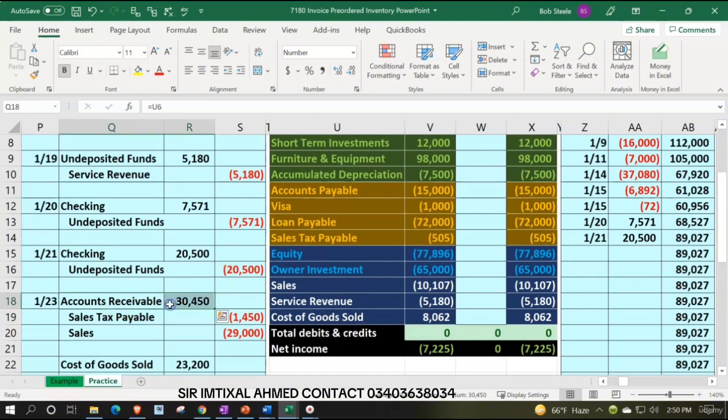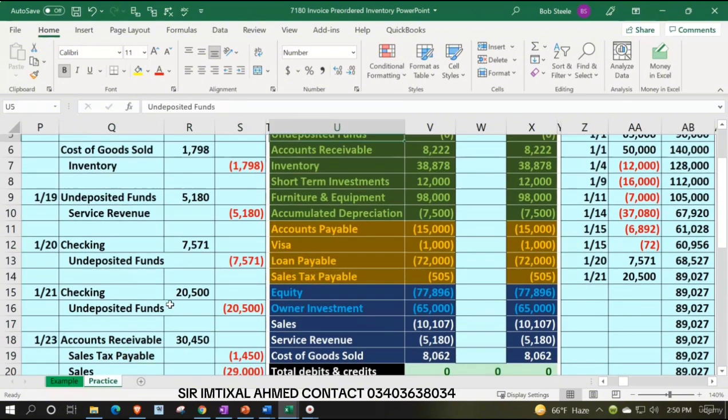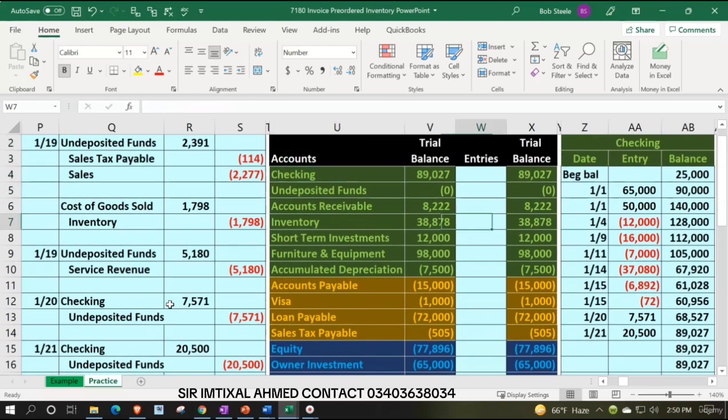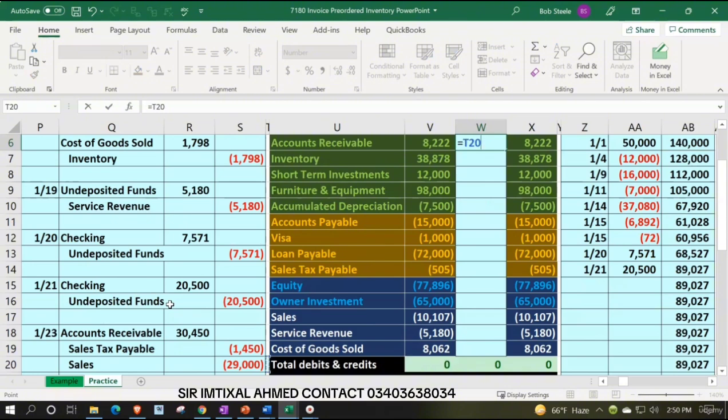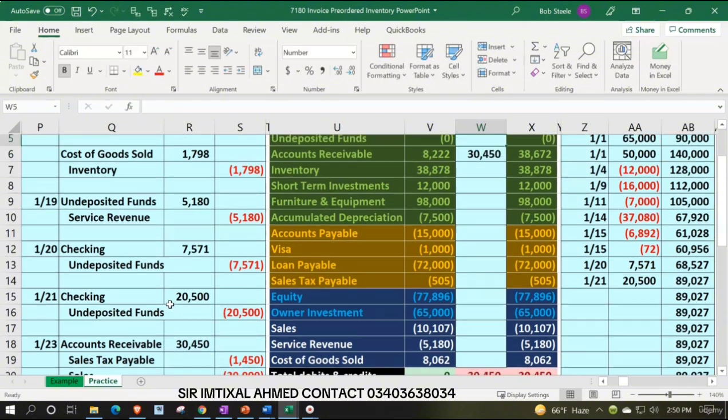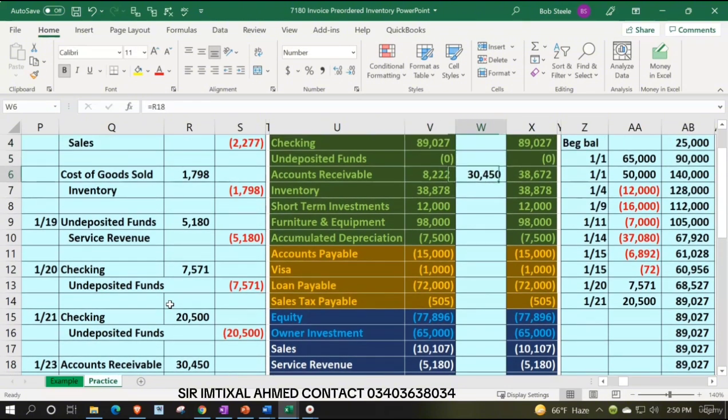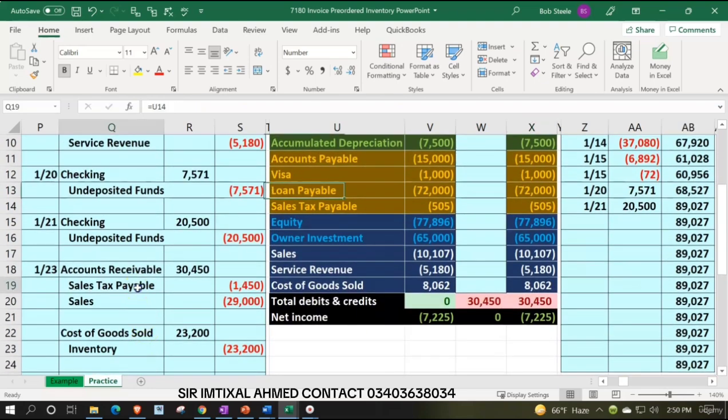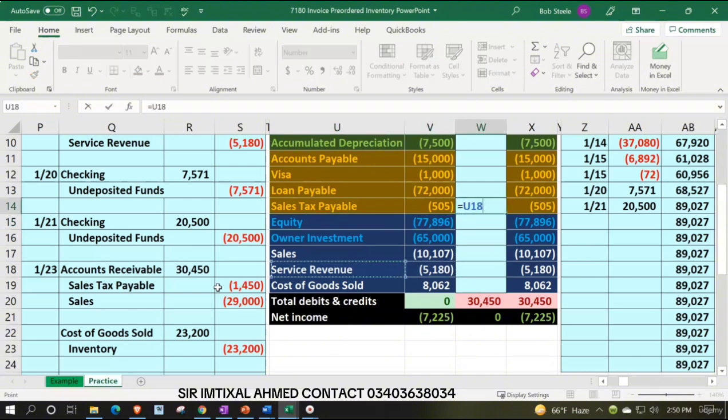We got the AR, accounts receivable. And so we're going to go up and we're in cell W6 equals that accounts receivable 30,450, going from 8222 by the 30,450 to the 38,672. Then the sales tax payable is the next item down here in W14 equals that 1,450, increase in the 505 in the credit direction by the 1,450 to the 1,955.